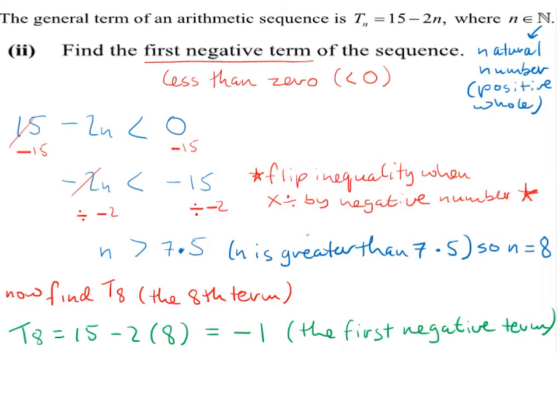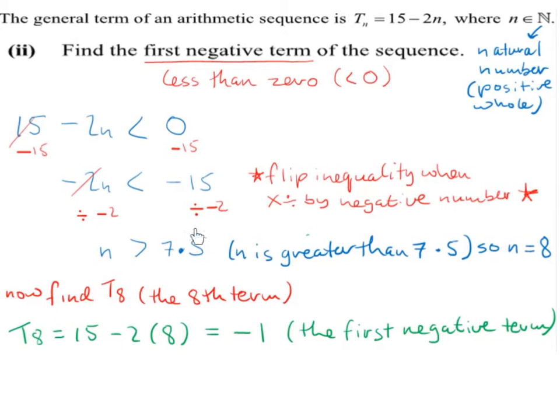It's very, very important to note that when we're dealing with inequalities, if we ever multiply or divide by a negative number, in this case we divided by a negative number, we flip the inequality sign the other way around. So we had a less than sign, now we have a greater than sign. So we flip an inequality when we multiply or divide by a negative number. So we get n is greater than 7.5. So n must be equal to 8 because n has to be a positive whole number.